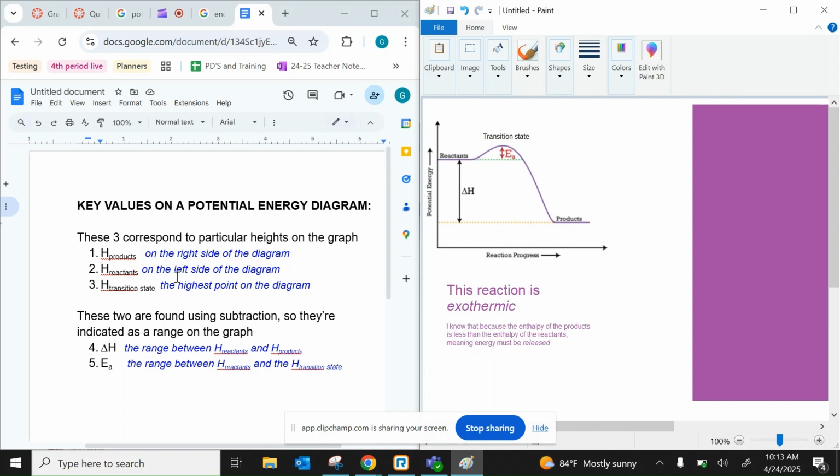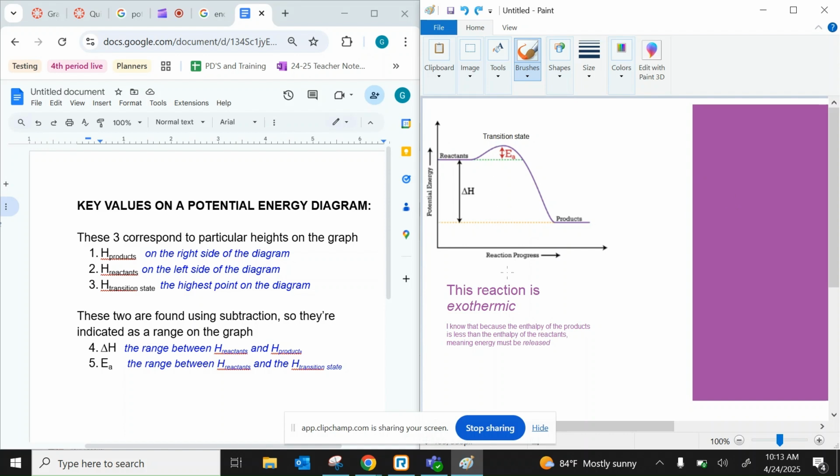Okay, so now let's look for all of these 5 key points. My enthalpy of my product is always going to be this value on the right that I see here. Enthalpy of my reactants is going to be here on the left. So if I'm looking for these actual values, I'm looking for their height on the graph. So I'm finding the numbers that correspond to their height here. That would give me my enthalpy of products and reactants. My enthalpy of my transition state is going to be probably right about here on my graph because it corresponds to this height right here.